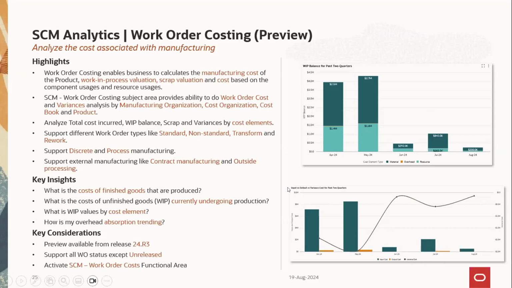Some of the key considerations for this subject area: first, the subject area is in preview, so you need to go to the enable features and enable this feature. Then, this subject area supports all types of work orders, different types of manufacturing processes, and different statuses. Except unreleased work orders, you get all the data into this subject area. To activate the subject area, you need to enable the functional area called SCM Work Order Cost.